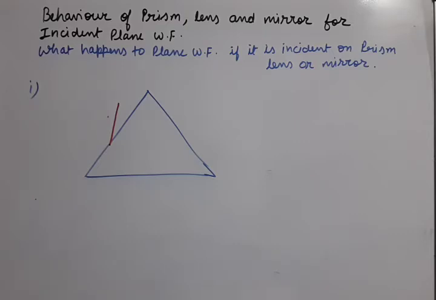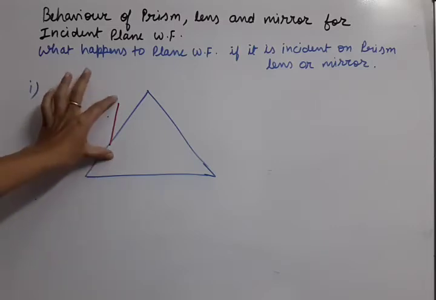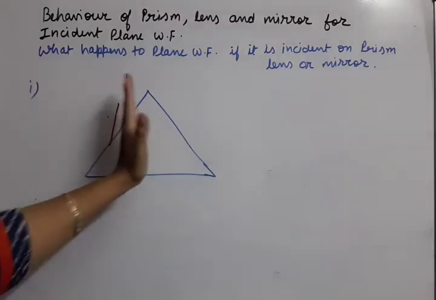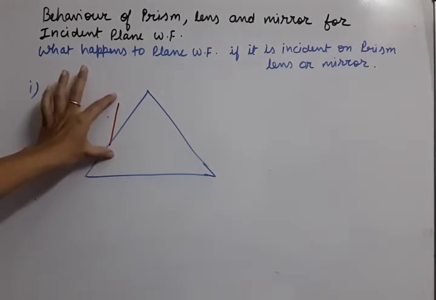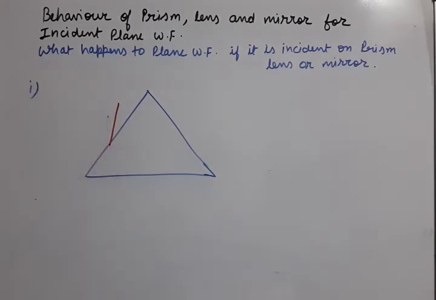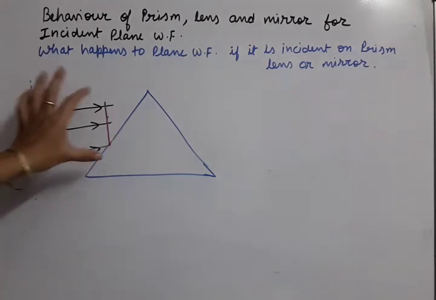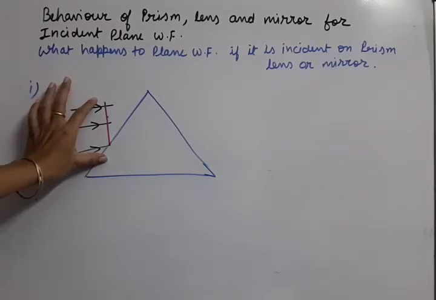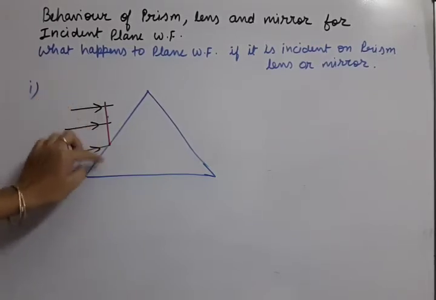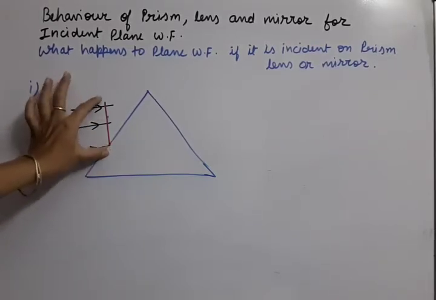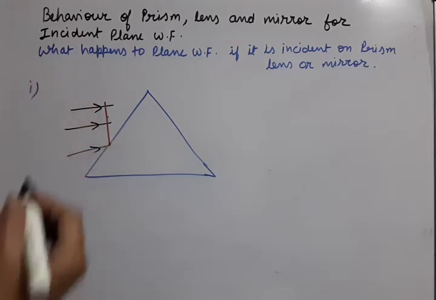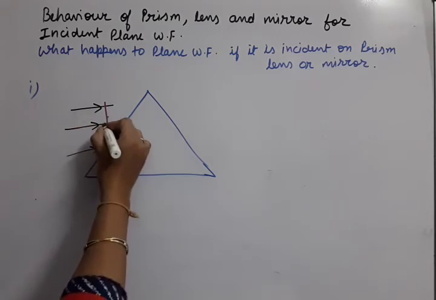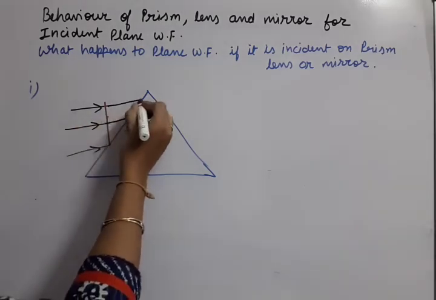Now, as we know, from this incident plane wavefront, first of all we have to make some rays incident. So how are the rays related to this wavefront? They are normal to this wavefront. Okay, so what we have done is drawn three rays which are normals to this wavefront. This red color is the incident wavefront, and these black color ones are three incident rays. Now what will happen? We will extend these rays for the prism. So these rays are extended.